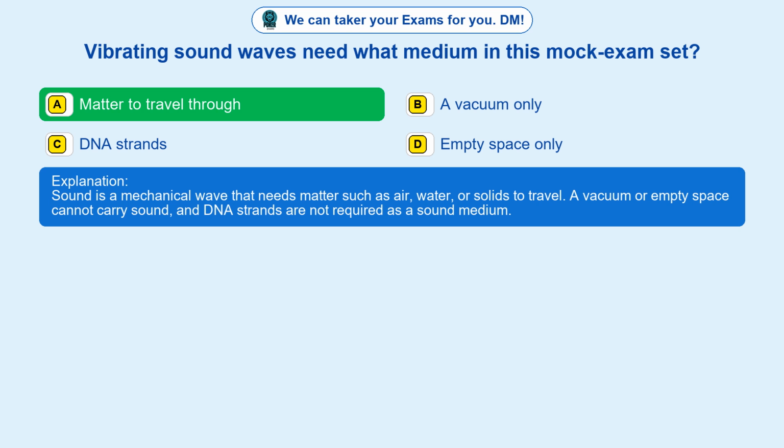A vacuum or empty space cannot carry sound, and DNA strands are not required as a sound medium.